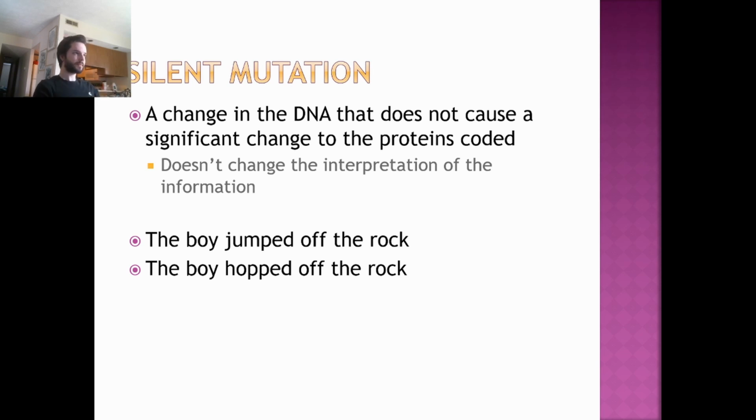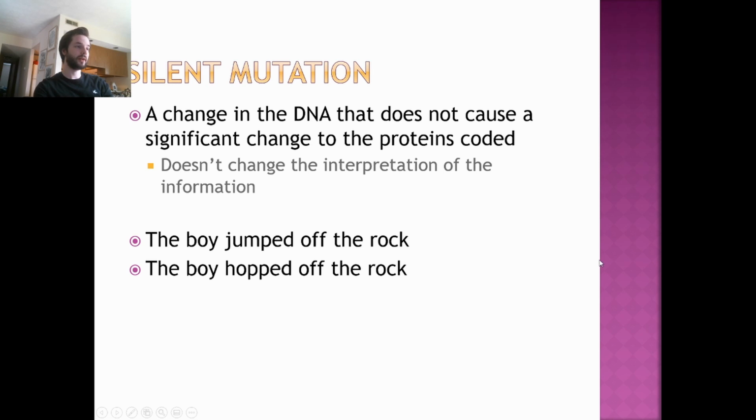So the first one, silent mutation. Silent mutation means that there is no change. Essentially, there's some change in the DNA, but it didn't do anything substantial. There's a couple ways this can happen. Again, if it's in a sequence of DNA that doesn't code for anything, if it's junk DNA, then obviously that's not going to cause a change.